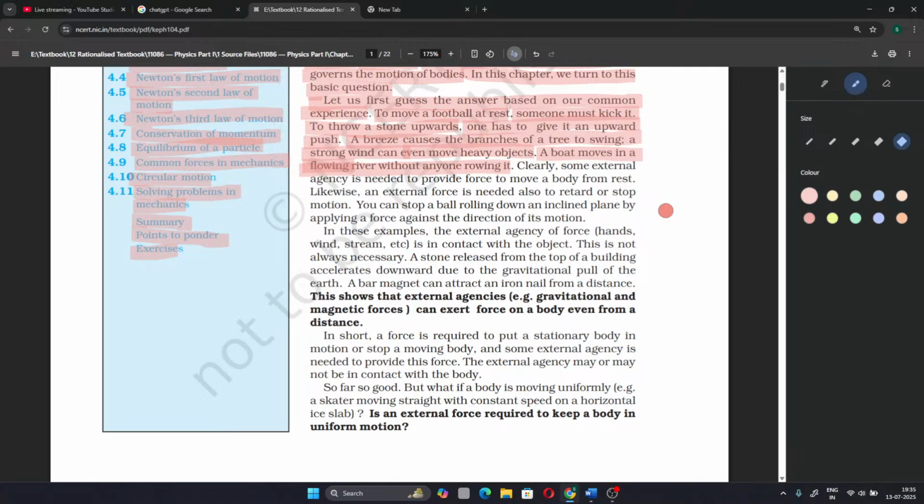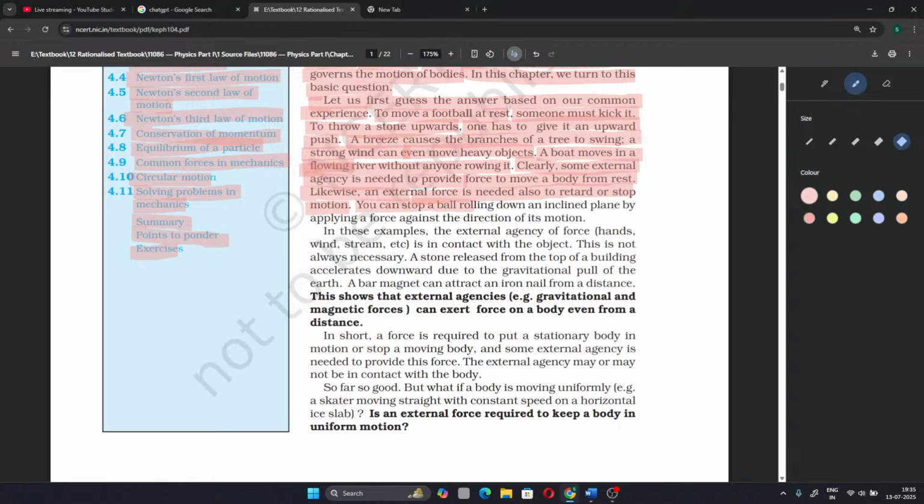And if we observe, normally if there is no force acting on them, they wouldn't have moved. So clearly we can say some external agency is needed to provide force to move a body from rest. Some external agency, whatever it might be, should provide the force to move the body. Likewise, an external force is also needed to retard or stop the motion. If an object is moving and we want to stop it, we need some force. To move it we need to apply some force, and to stop it also we need to apply some force.